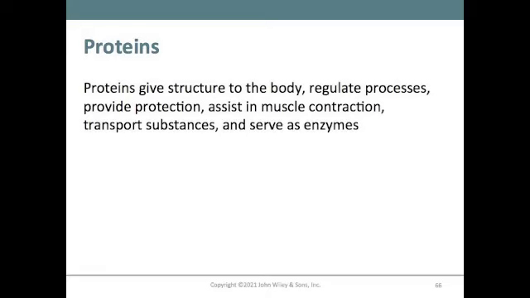Enzymes are proteins that speed up most biochemical reactions. Other proteins work as quote-unquote motors to drive muscle contraction. Antibodies are proteins that defend against invading microbes. And some hormones that regulate homeostasis are proteins.